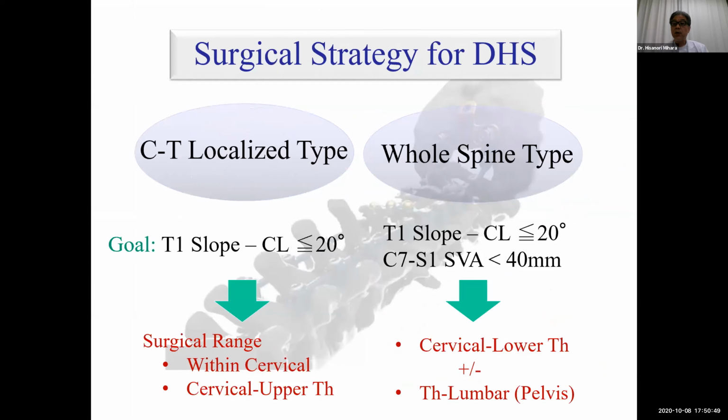For CT localized type DHS, we just focus on T1 slope and cervical lordosis. Then the surgical range would be limited to the cervical or upper thoracic spine. However, for full spine type, we need to consider the correction and fixation down to the lower thoracic spine. Otherwise, we should plan a correction surgery for the thoracolumbar spine at first.